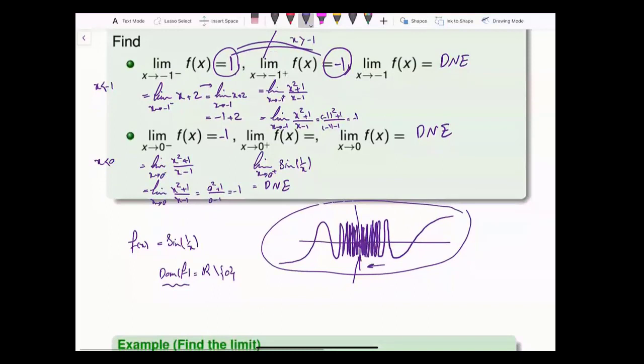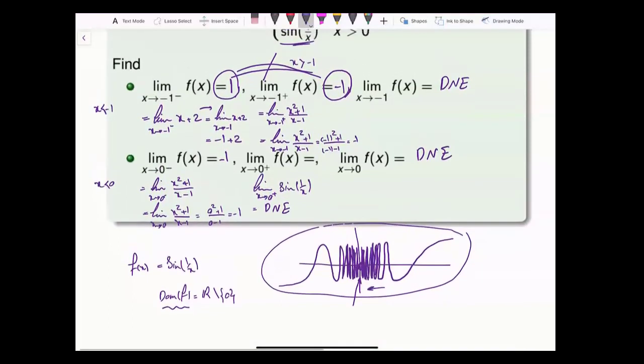Oh, teacher, can you explain to me again about the sine of 1 divided by x, because I cannot understand why this limit does not exist. I still cannot understand.